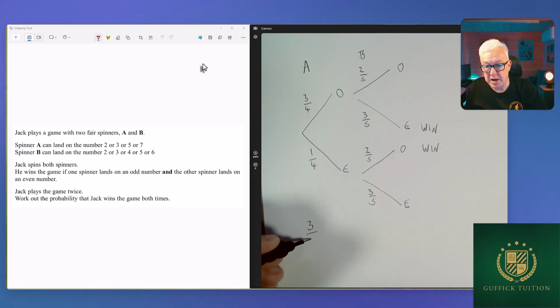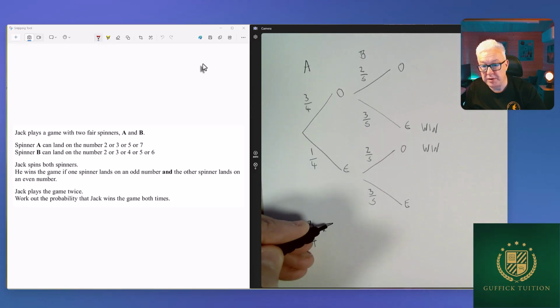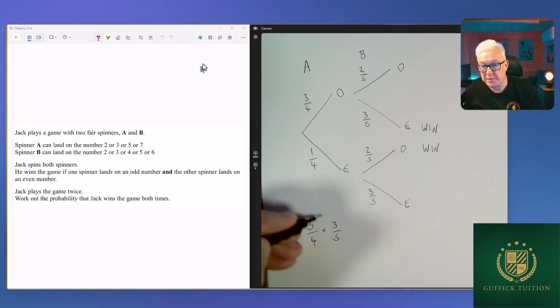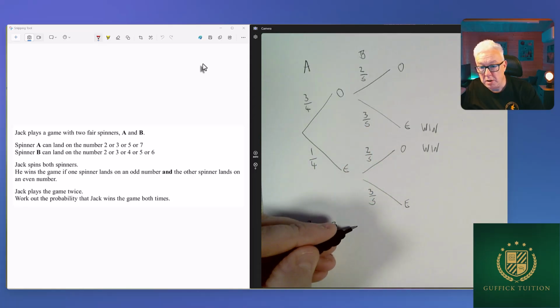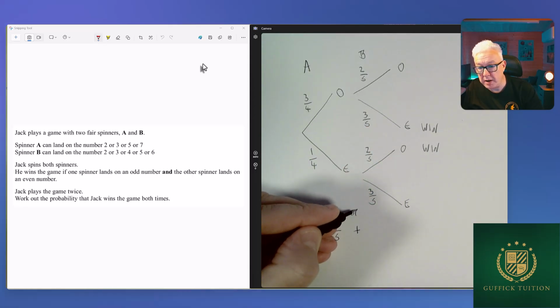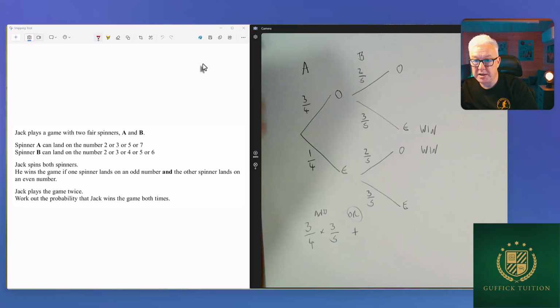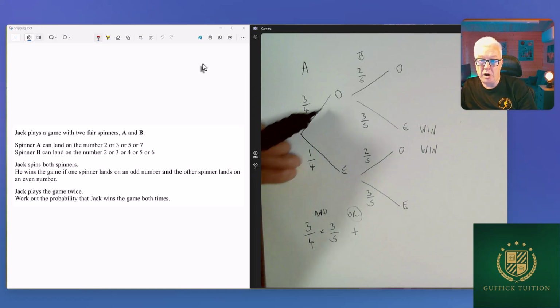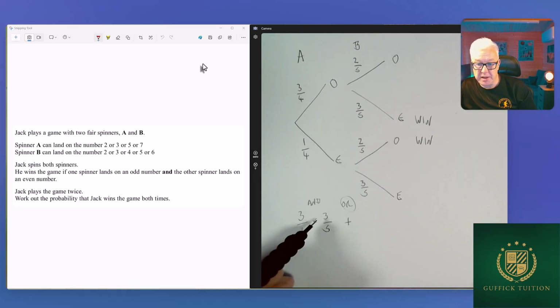So this first branch is going to be 3/4 times by 3/5. So 3/4 times by 3/5. So that's one way that Jack can win. Or, and notice the word or, when we hear the word or, we have an add. And when we think about the word and, we have a multiply, because it needs to be on an odd on A and an even on B. Okay, so that's why that's multiplied.